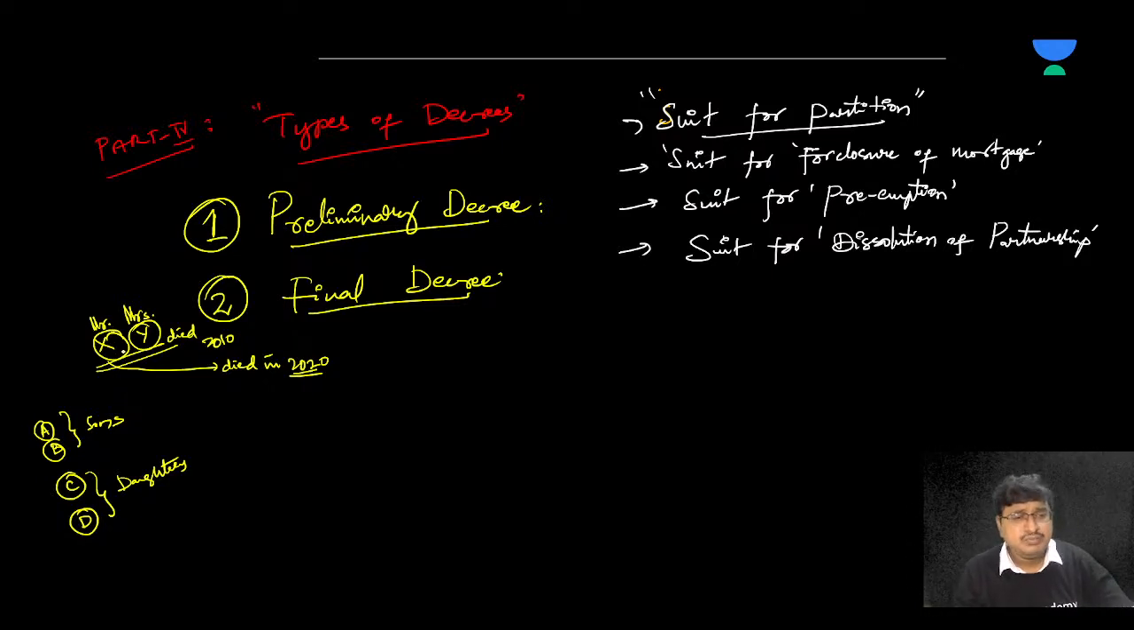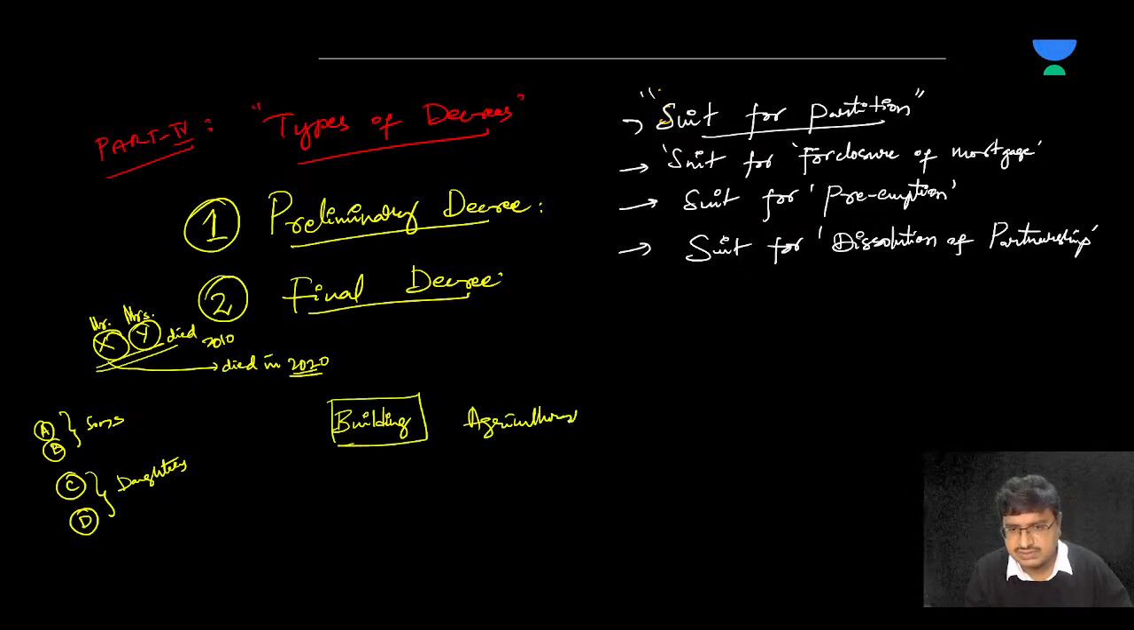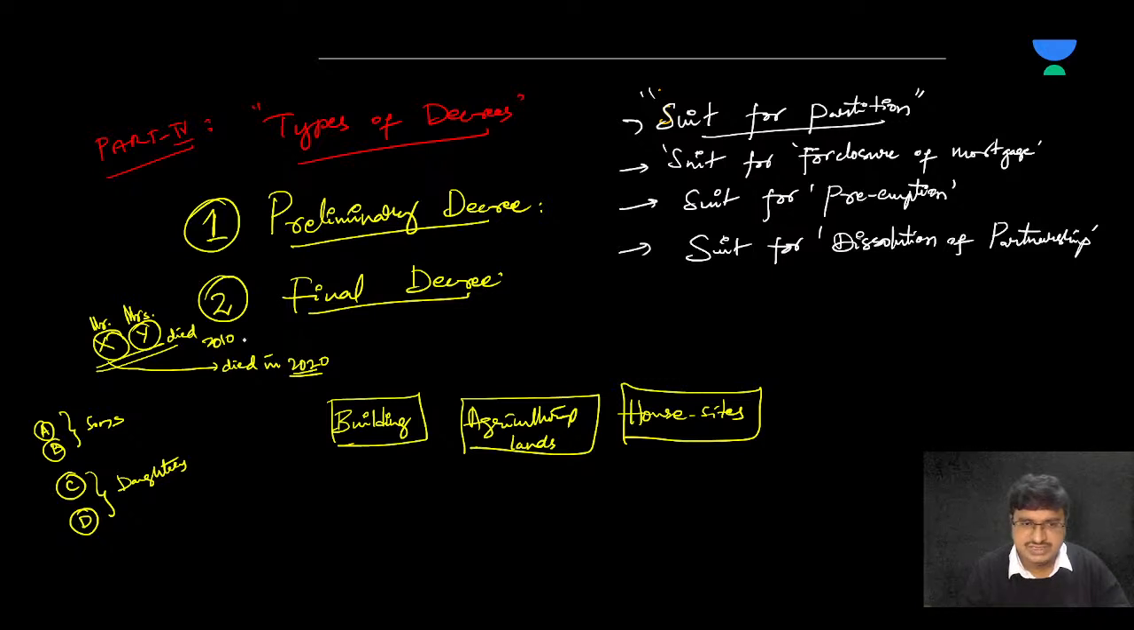Now there are several properties in the name of Mr. X. There is a building, there are some agricultural lands, and some house sites, all related to Mr. X only. Now after the death of Mr. X, Mr. A and B, the sons, have been mutating their names in all the revenue records, in all municipal records with regard to these buildings, agricultural lands or house sites.